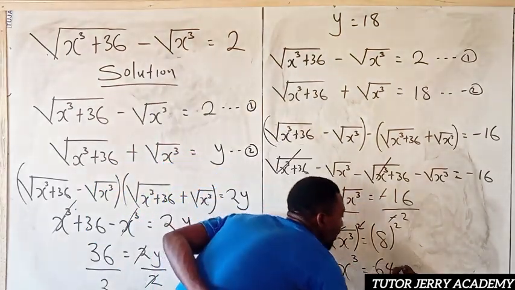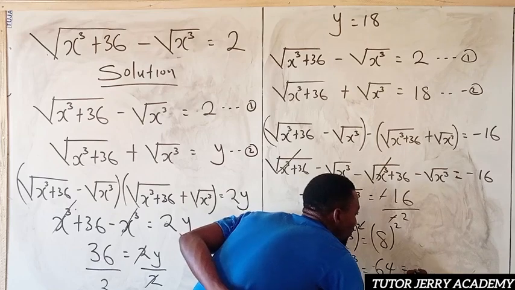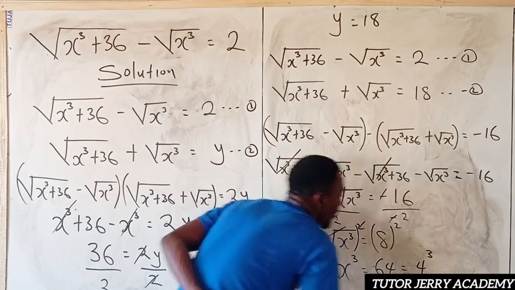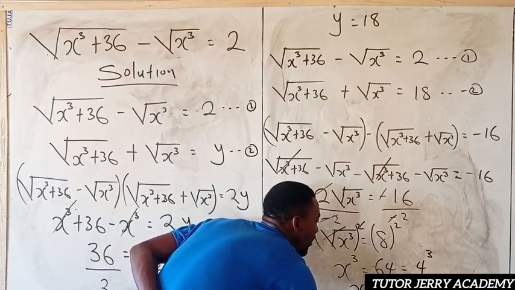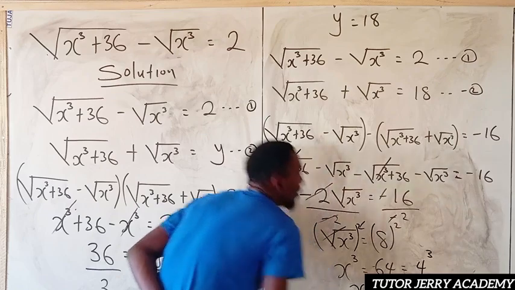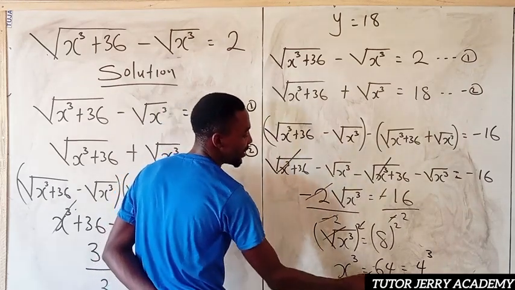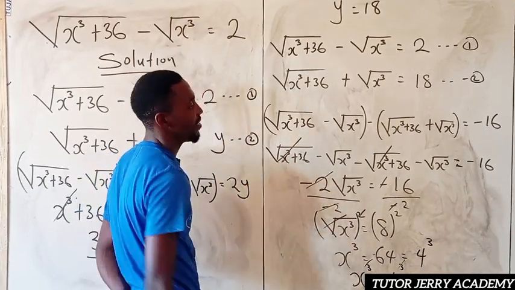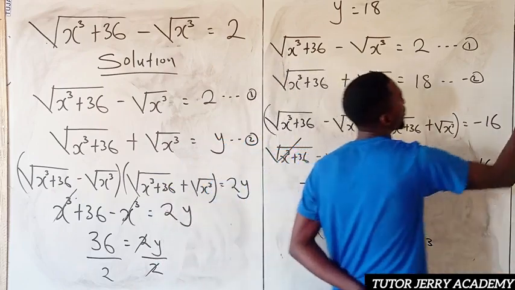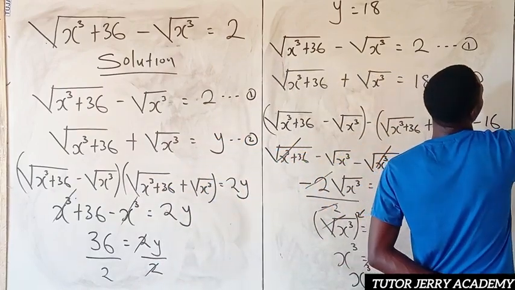So this is also the same thing as 4 to the power of 3. By so doing, we can say s to the power of 3 equals 4 to the power of 3. You can see that they have the same power, so the power will cancel out, and the value of our s will be equal to 4. So s is equal to 4.